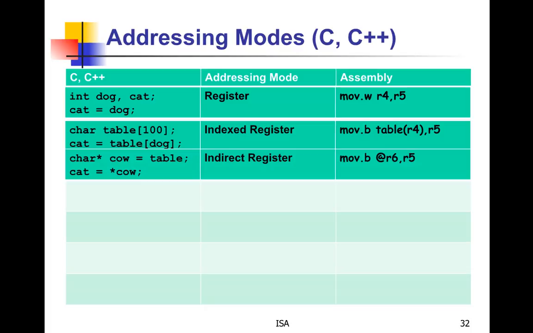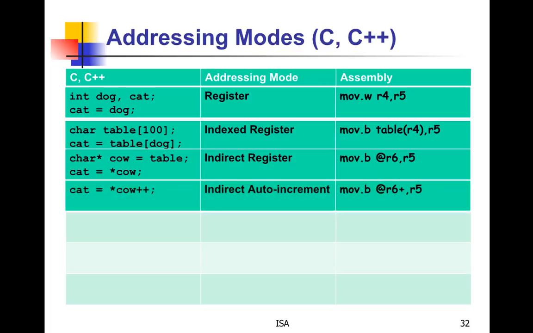And then we have indirect register, and this is most analogous in C to a pointer. So it takes whatever number is in R6, and that's the address, and it goes out to that address, grabs the data from there and moves it to register 5. It's doing this in a byte-wise way because cow is a pointer pointing to a character, which is 1 byte.